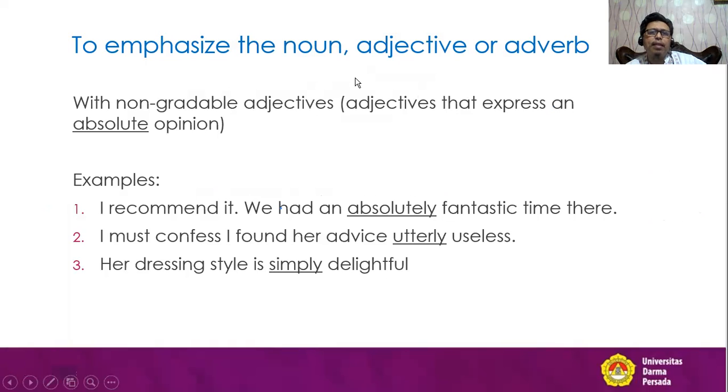Still about emphasizing the noun, adjective, and then adverb. We are talking about non-gradable adjectives. Non-gradable adjective means we cannot have something like shorter, bigger. So those are gradable adjectives. But here we are talking about non-gradable adjectives. For example, absolutely, utterly, simply. Okay. So those are all non-gradable adjectives.